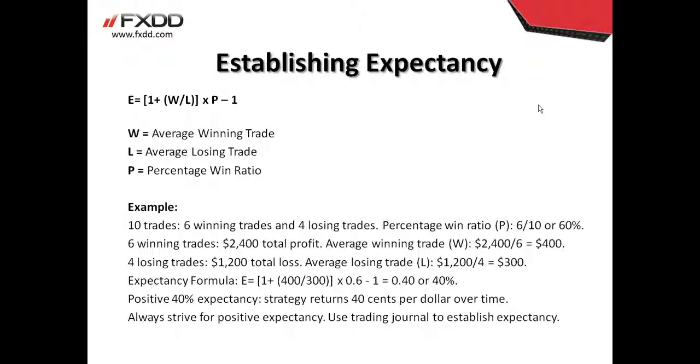Now, 40% is pretty good. It's pretty good. What does this mean? A positive 40% expectancy means your strategy returns 40 cents per dollar over time, which is very, very good. And that's the type of thing that you want.